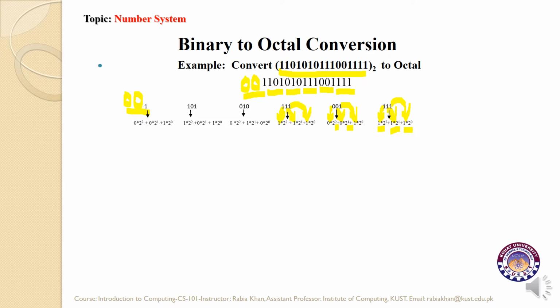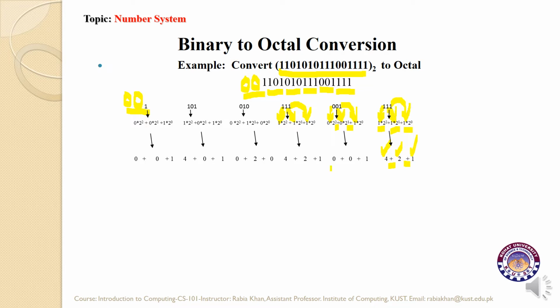Next step, we perform the calculations of these groups and the answers are here. So this is the first group. 2 raised to power 0 is 1, 1 into 1 is 1. Then 2 raised to power 1 is 2, which is multiplied by 1 becomes 2. 2 raised to power 2 is 4, it is multiplied by 1 and the answer is 4. The numbers are getting added together within a group.